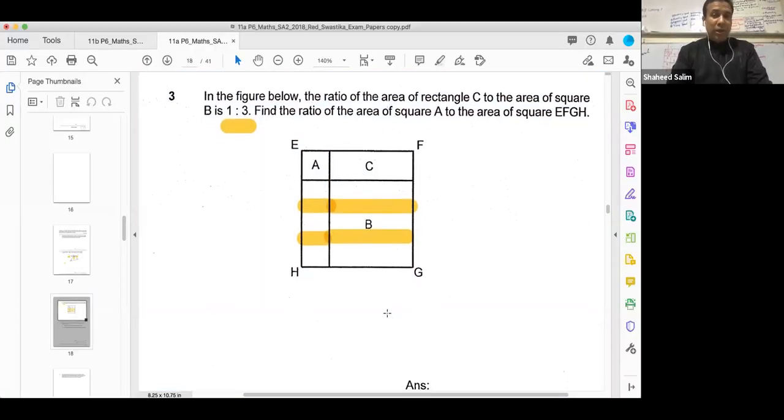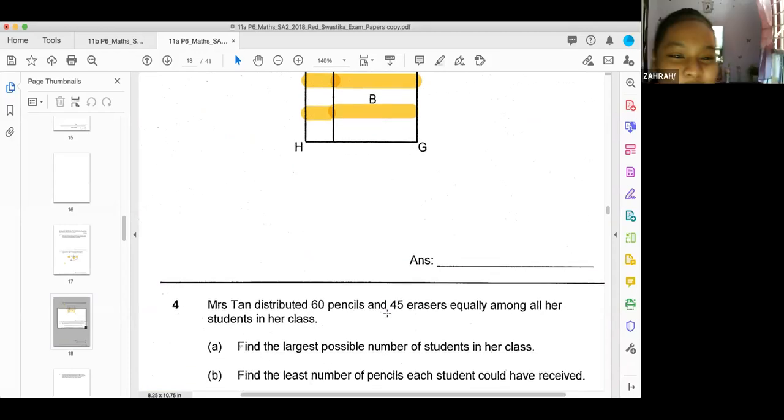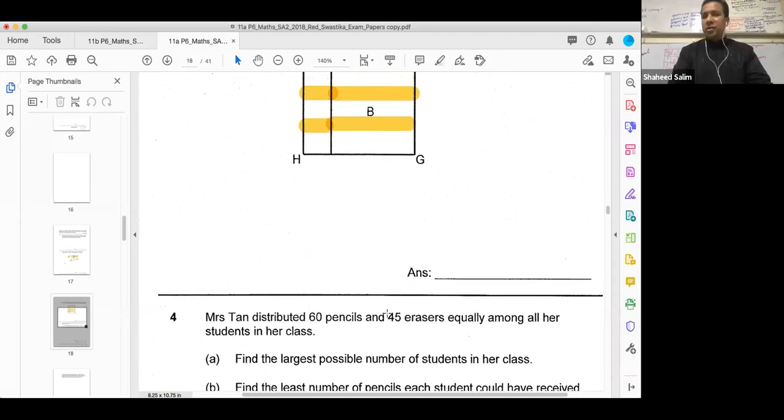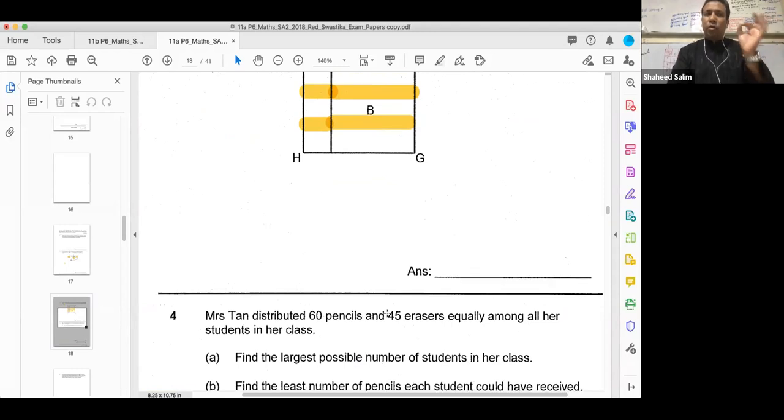Notice this is question 3. Now we're going to question 4. Yeah, I got 75. Okay, alhamdulillah, all 4 of you got 75. So I assume there's no problem. You know how to do.